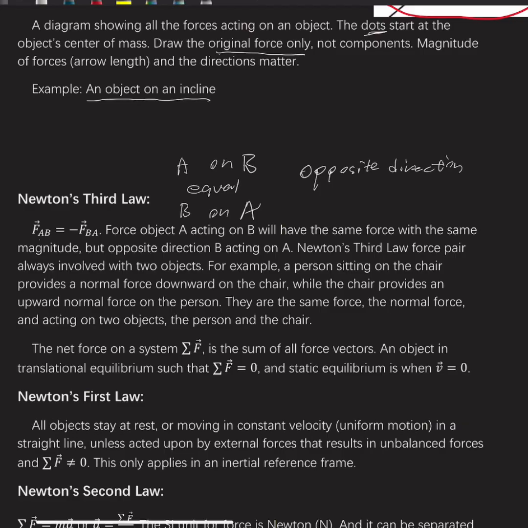Here's an example. A person sitting on a chair provides a normal force downward on the chair, while the chair provides an upward normal force on the person. They're the same type of force, the normal force, acting on two objects: the person and the chair.